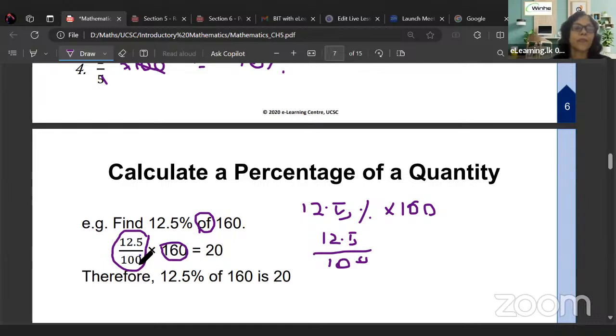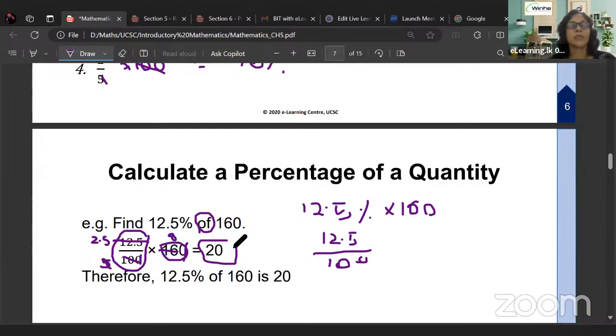When you solve this, you divide both by 2, then this will become 5, this will become 8. Again 12.5 you can divide by 5, then 2.5 will result, right? So when you multiply 2.5 by 8, 8 into 5 is 40, 8 into 2 is 16 plus 4 is 20. The answer will become 20.